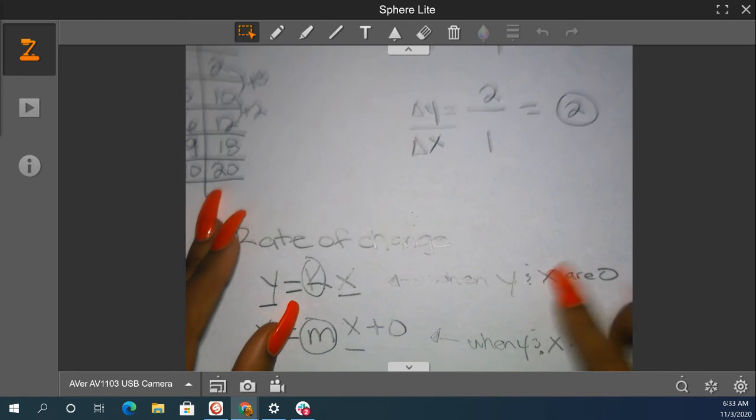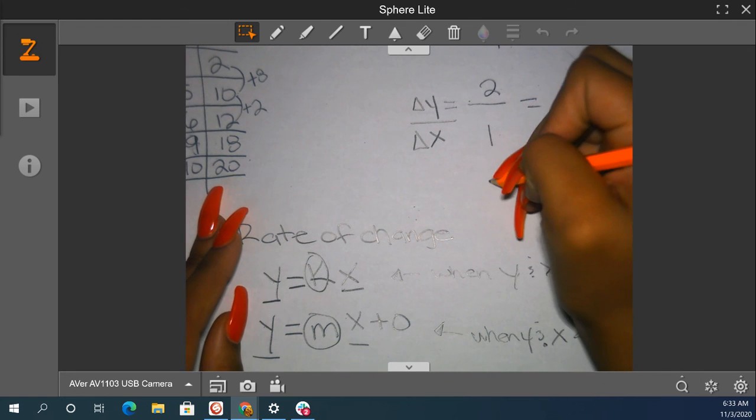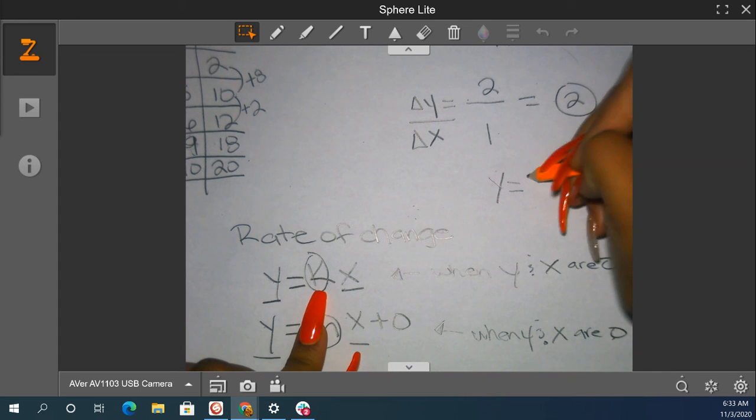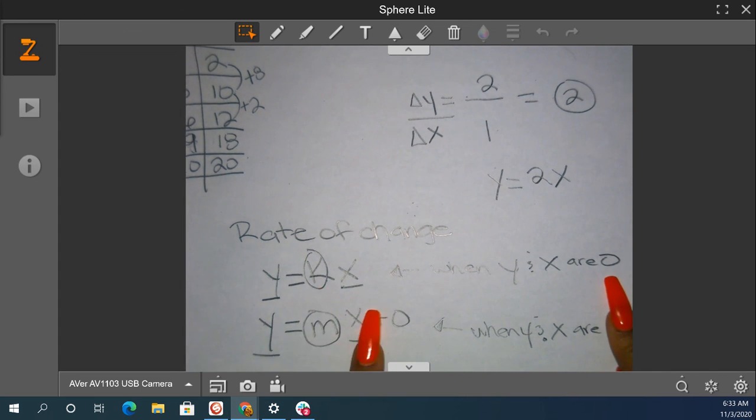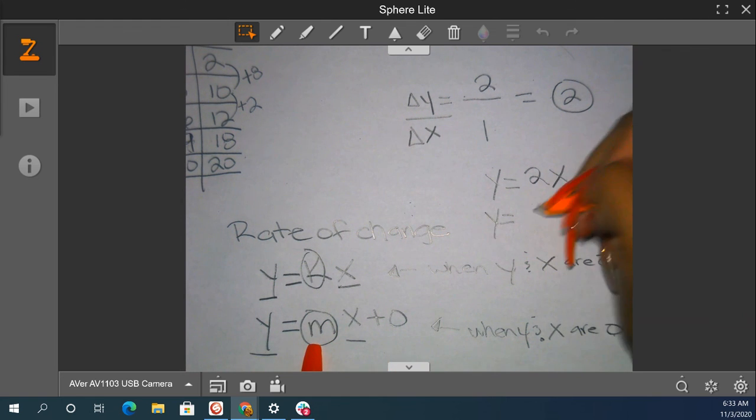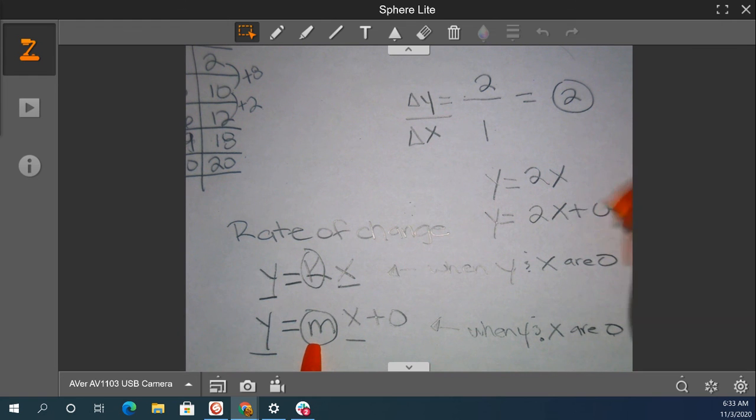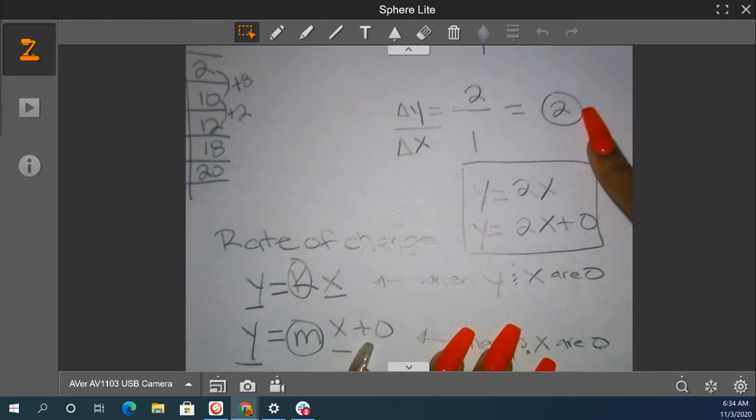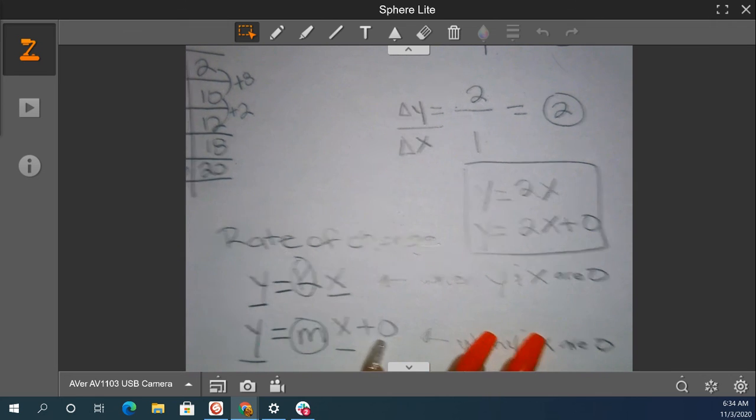So how do we write this as an equation for both? The first one, y equals, we're going to replace k with our rate of change, 2, times x, just like that. Or y equals, replace the m with 2, times x plus 0. That's how you write your equation. And 2 is going to be your rate of change. Then you're done.